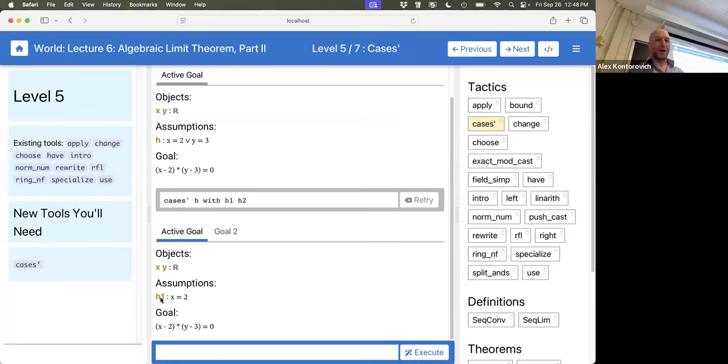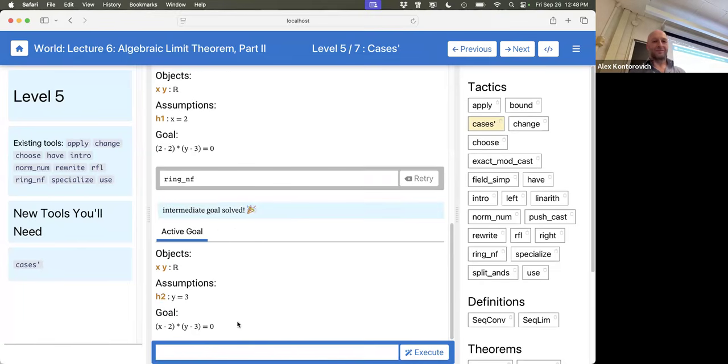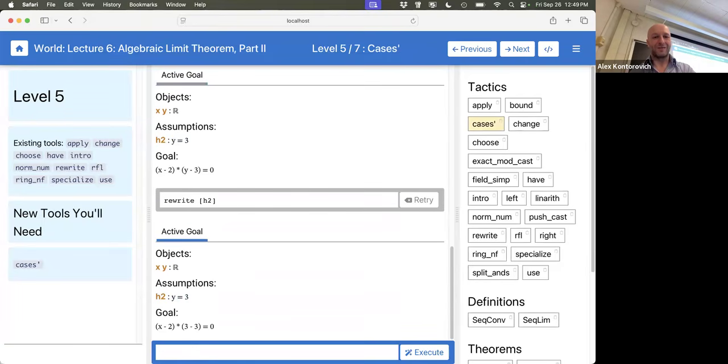Okay, so we know that x is equal to 2. That's hypothesis h1. So Sean, let's rewrite h1 into the goal. And now we're trying to prove this. Ring. Okay, the intermediate goal is solved. We're not done because there's a second goal. Our active goal has become the second goal. We have the assumption that y is equal to 3. Rewrite h2 and ring.